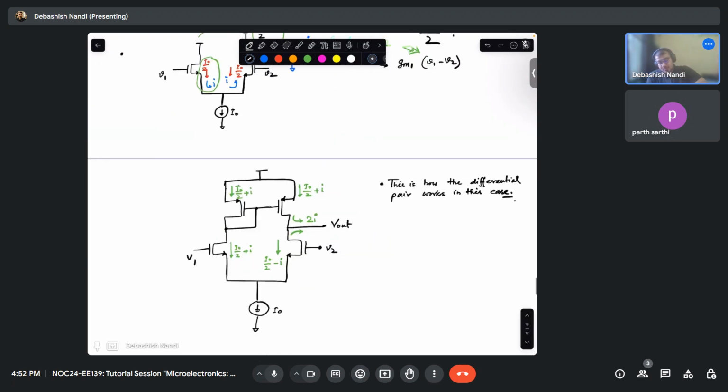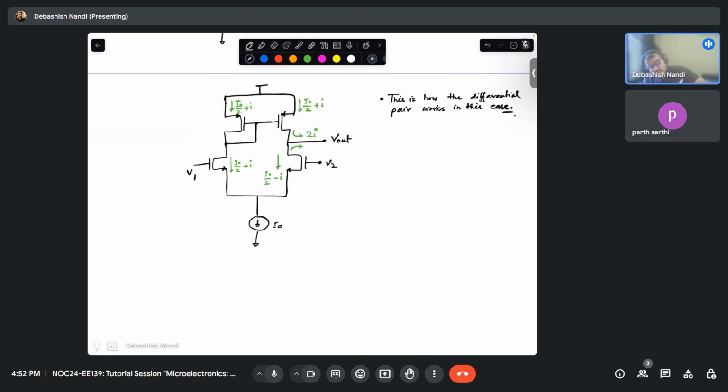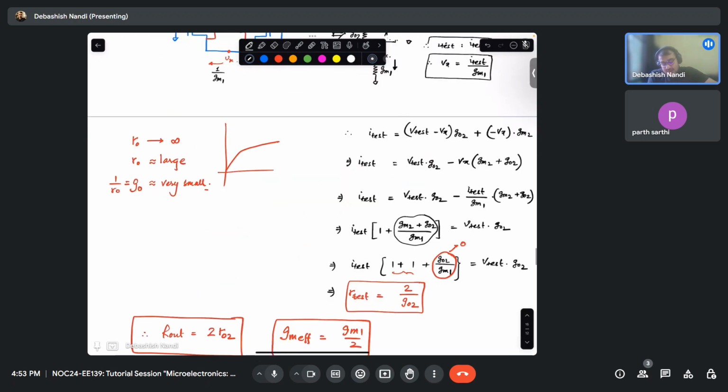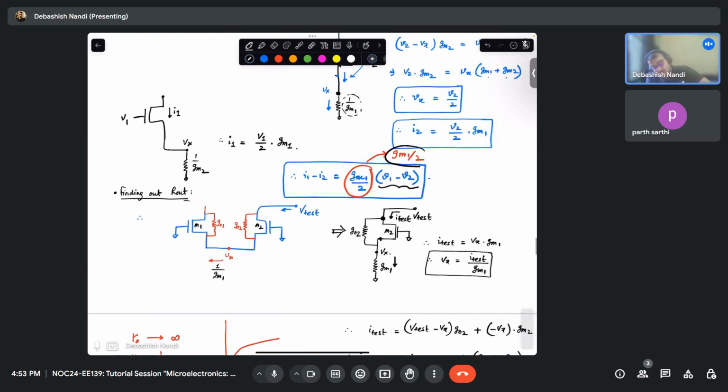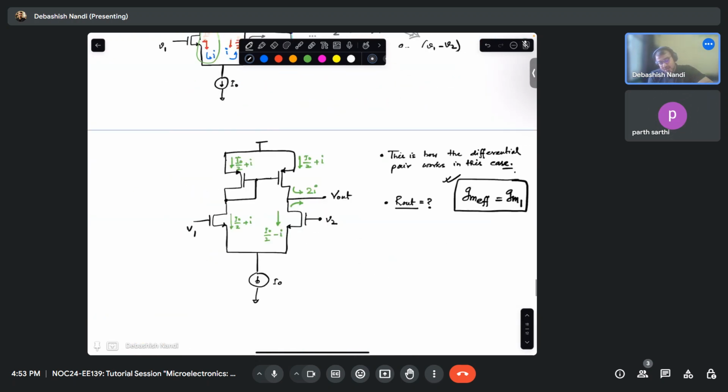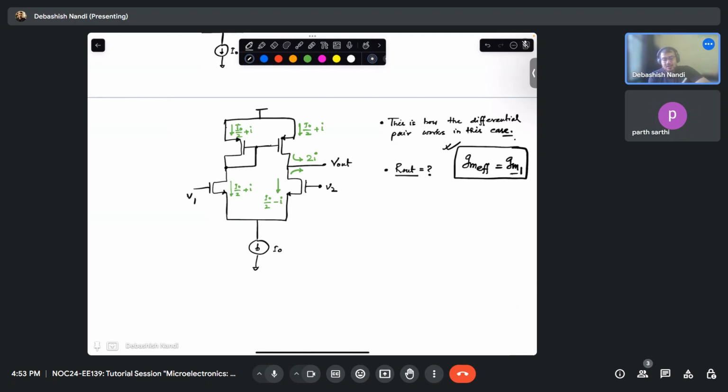Now coming back to, one more thing. What about the R out now? So we have made our GM effective as GM1. Is this clear? How did we make our GM effective equal to GM1? Earlier it was GM1 by 2, right? By pumping in another plus I from the top side, we have made this GM effective as GM1. Now I need to check my R out also, right? Because that will give me the gain of the transistor. So how will you check the R out?